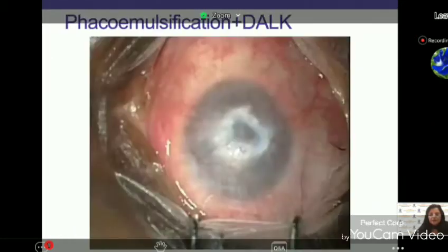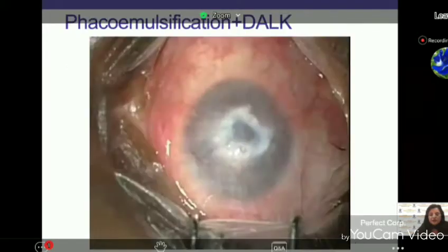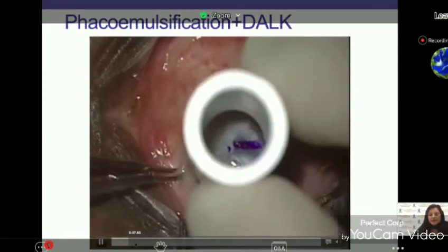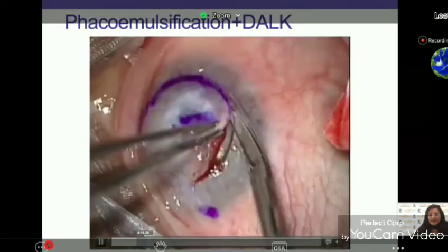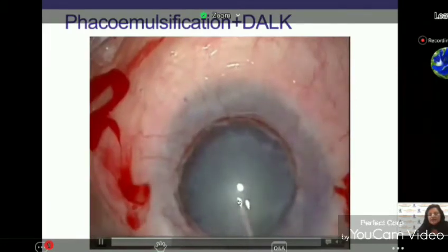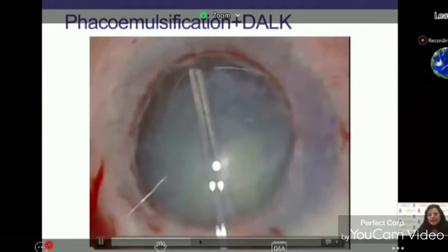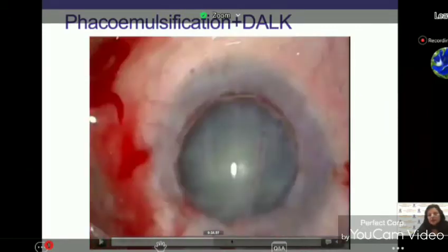Now, what happens when you have a case like this, chemical injury, where you have to do deep anterior lamellar keratoplasty and then do a corneal transplantation procedure? So this was a case of deep anterior lamellar keratoplasty, which was planned like that. We didn't plan a cataract surgery, and then as the layers were dissected, you realize that there's a cataract there. So with the cataract and some stroma still there, the cataract surgery is done. You can't do cataract surgery on a bare Descemet's membrane.